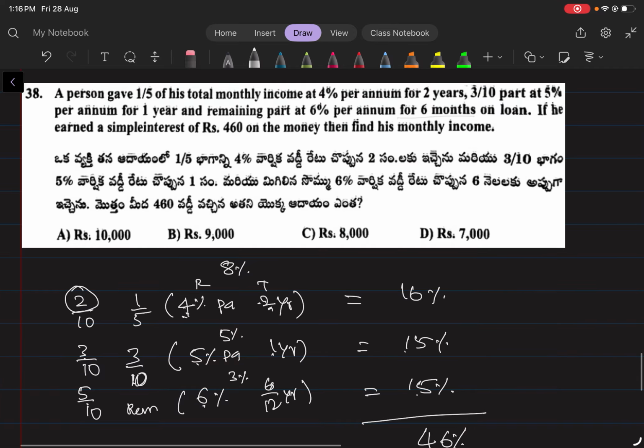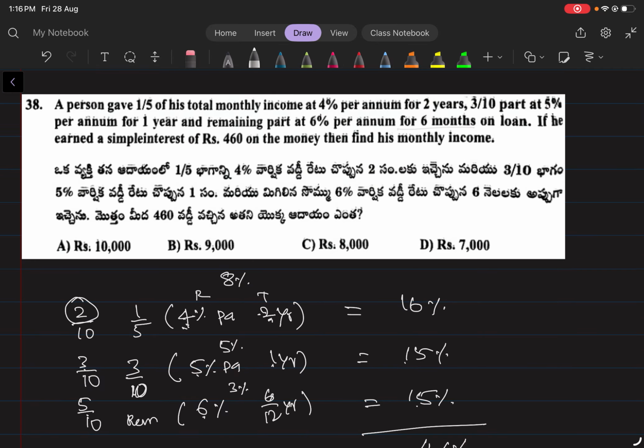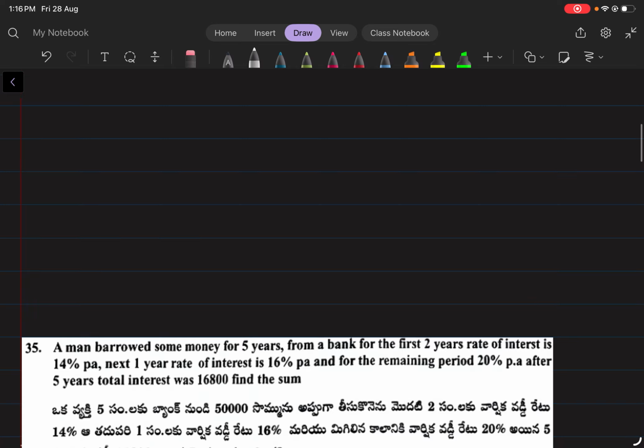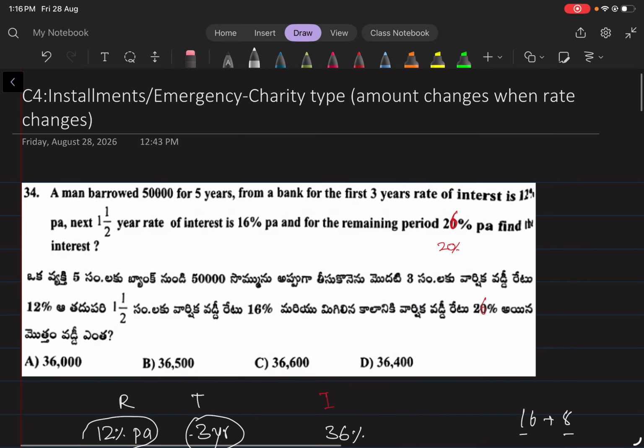This is how we do installment problems. When the rate of interest is changing for different years, we will do it like this. With this model we can do installment or charity parts, when the amount changes with the rate, when the rate changes. Hope you understood.